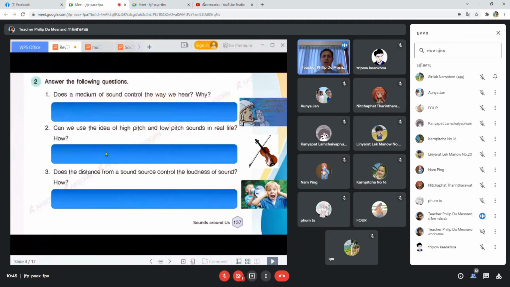Okay, next question. And I've given you a little hint for each question to help you to answer the question. So the first question says, does a medium of sound control the way we hear? So that means, does the sound have to go through water or air or something? Is this important? And here I have the picture of space. So, class, do you think the sound has to go through something? Yes or no? What do you think? Is it okay if the sound just goes through nothing?